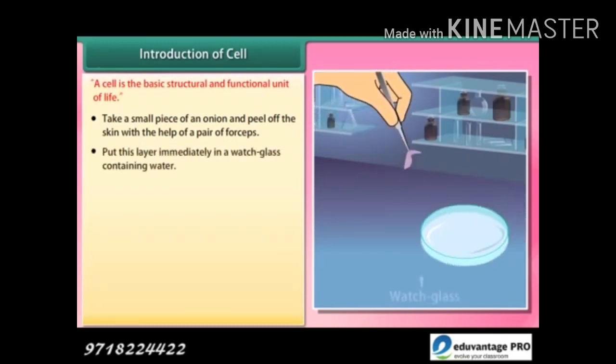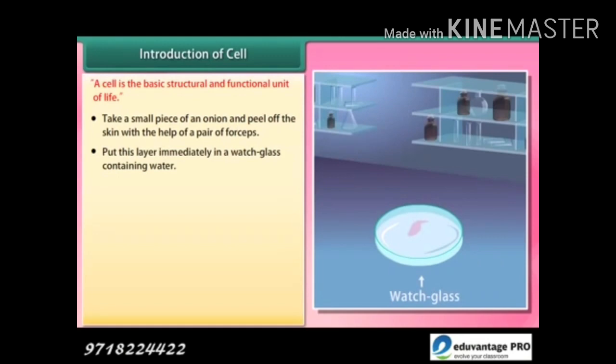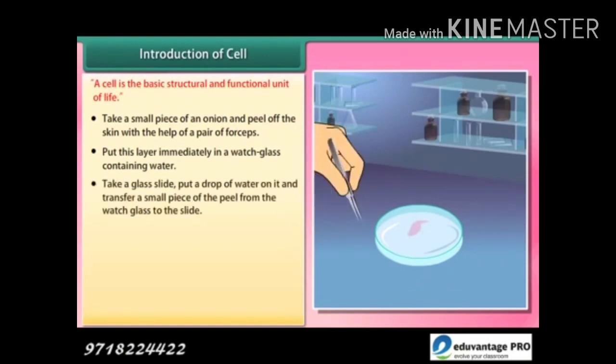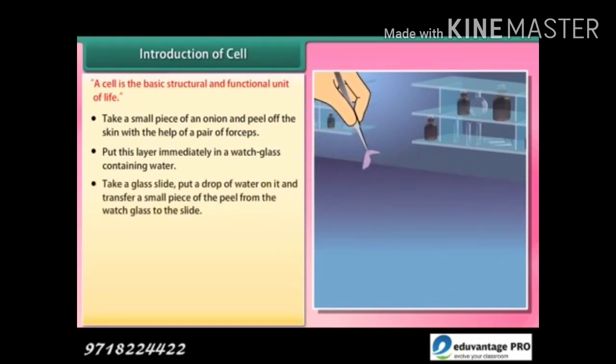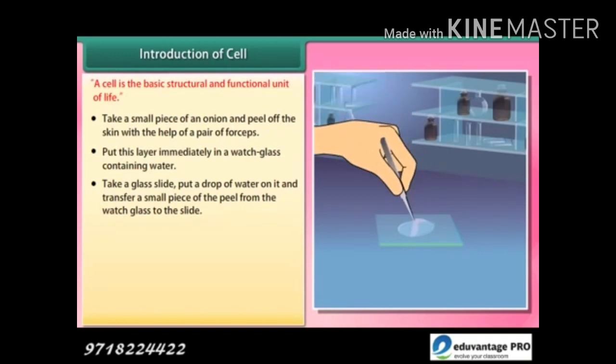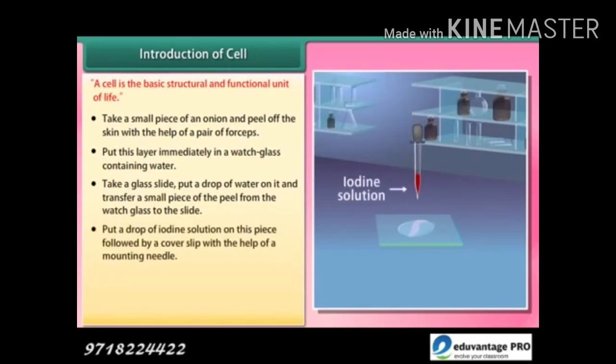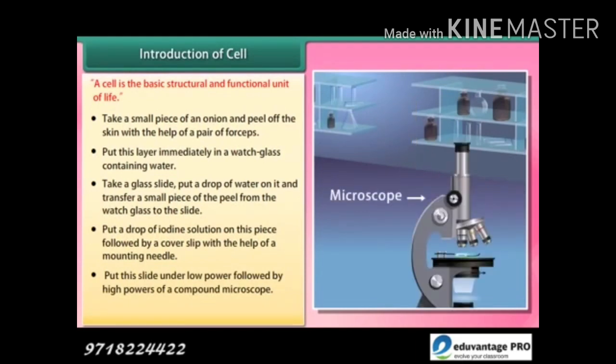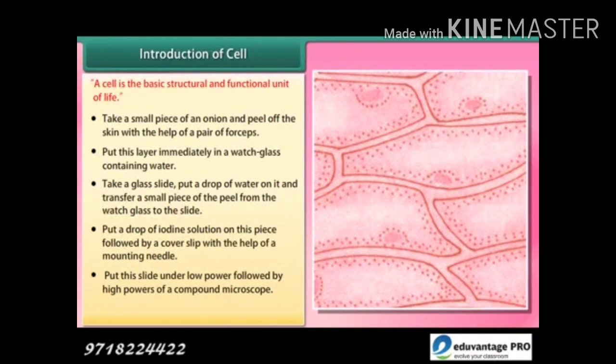Put this layer immediately in a watch glass containing water. Take a glass slide, put a drop of water on it, and transfer a small piece of the peel from the watch glass to the slide. Put a drop of iodine solution on this piece, followed by a cover slip with the help of a mounting needle. Put this slide under low power, followed by high powers of a compound microscope. All these structures are similar to each other.